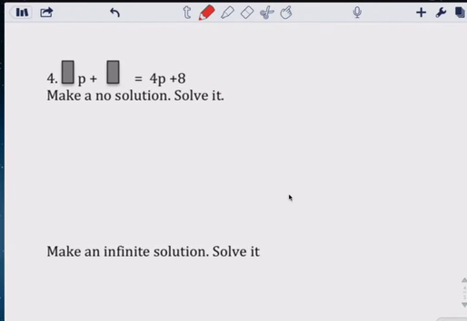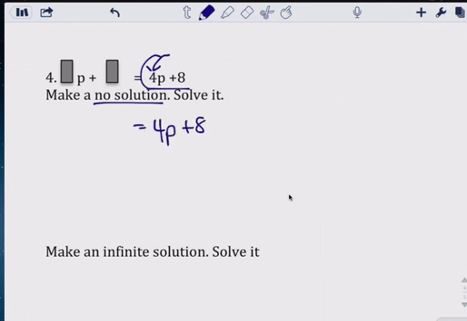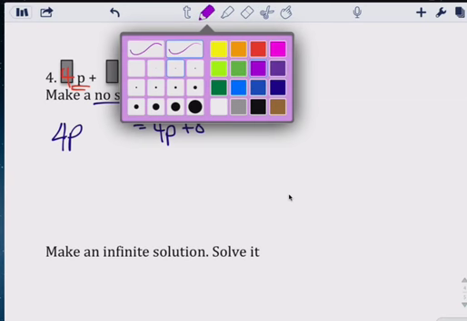One more problem here. Make no solution, then solve it. For no solution, the coefficient has to be the same. The number attached to the variable has to be the same. They give us this side already, 4p plus 8. So this has to be the same as that. So 4p has to be 4p. Cannot be any difference. I'll make it blue like that so you know it has to be absolutely the same for no solution.